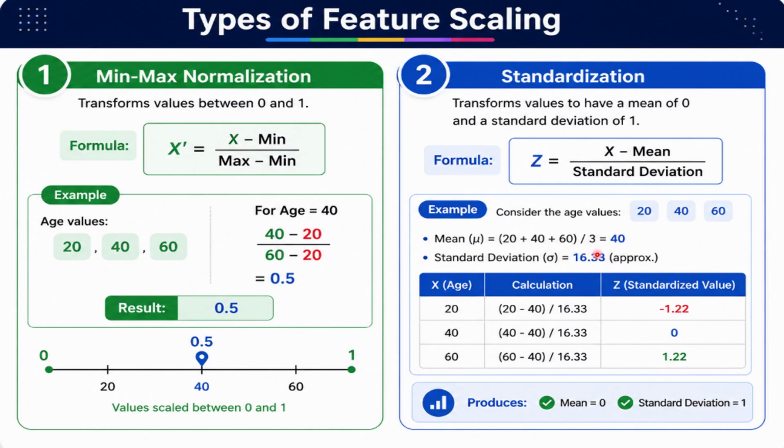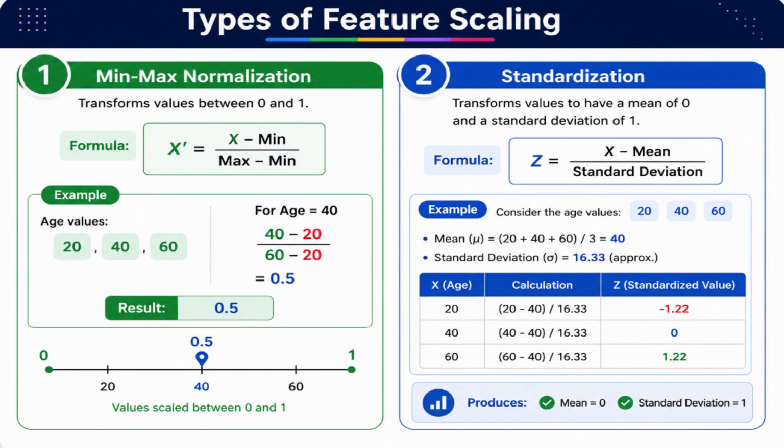Previously we saw how you can calculate the sigma. Using that formula, it is calculated as 16.33. Divided by 16.33, the standardized value is minus 1.22. Similarly, for age 40 you get 0. For age 60, you get a Z value of 1.22. In this way, you can do scaling.